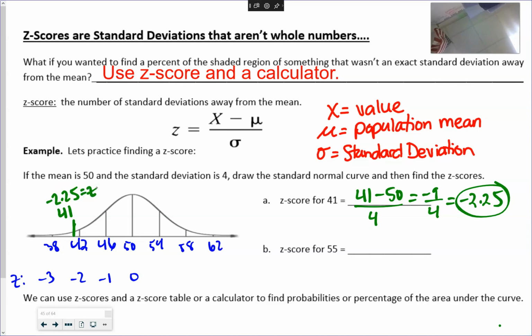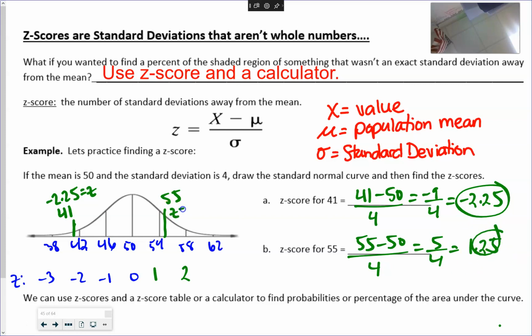Now let's find the z-score of 55. 55 is about right here. Again, it's not labeled. This z-score is a +1, this z-score is a +2, so we know it's going to be in between 1 and 2. Again, 55 is my value minus my mean of 50, divided by our standard deviation of 4. That simplifies to 5/4, which gives me 1.25 for my z-score, which is in between 1 and 2, so that makes sense. We can use z-scores in a z-score table or a calculator to find the probabilities and percentages of the area under the curve.